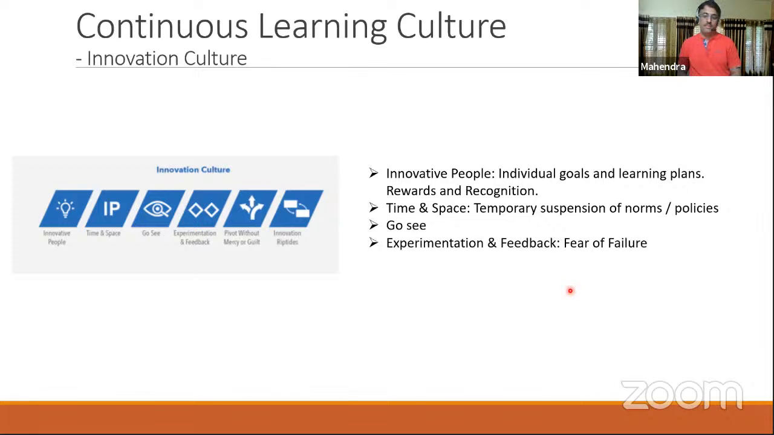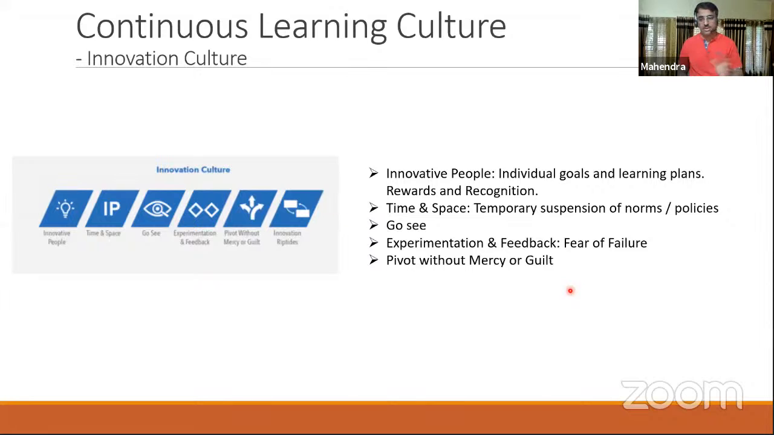And be open to experiment and feedback. And there should not be any fear of failure. What we say is fail fast, fail cheap. If there's a fear of failure, innovation cannot happen. And you pivot without mercy or guilt. Just because it is my pet idea, there's no point in hanging on to my idea.